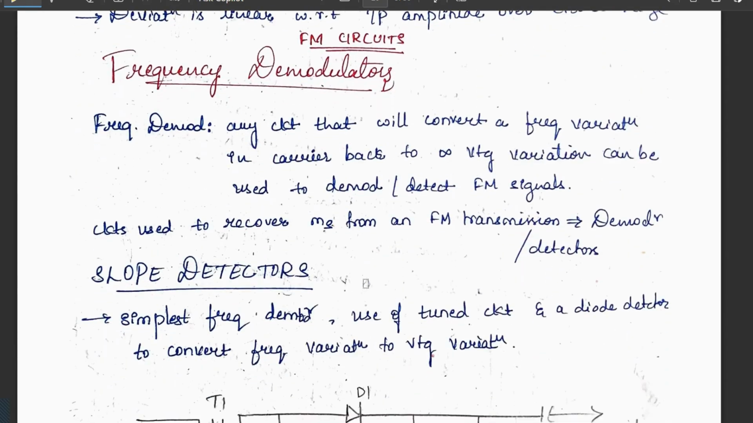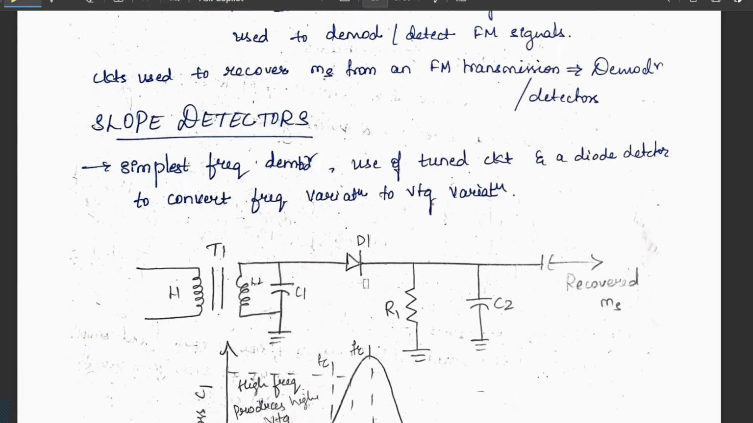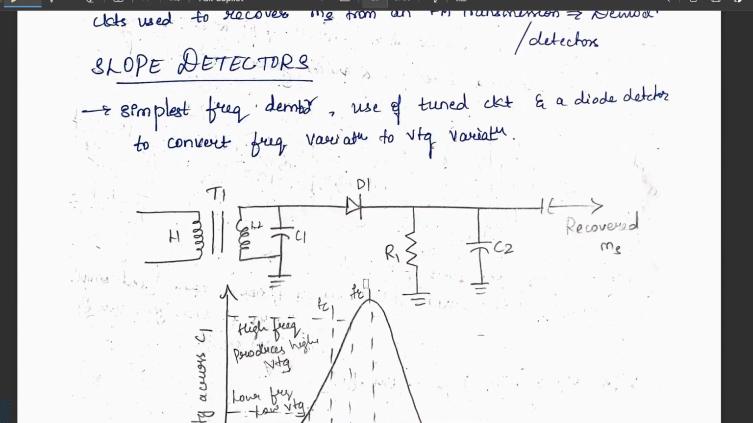Next topic is frequency demodulators. A frequency demodulator is any circuit that will convert the frequency variation in the carrier back to voltage variation, and can be used to demodulate or detect frequency modulated signals. Circuits used to recover the message signal from a frequency modulated transmission are called demodulators, or you can say detectors. First is the slope detector.